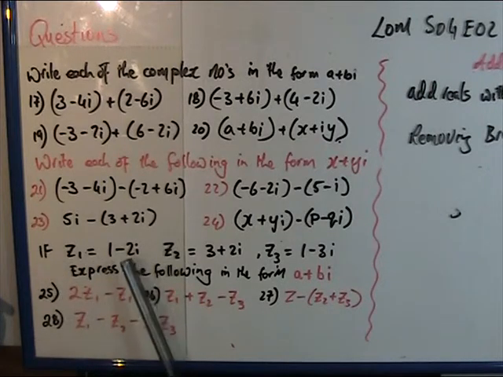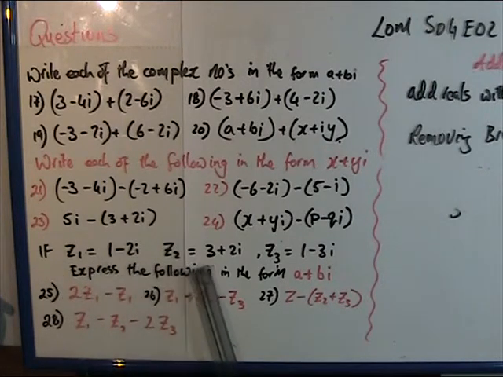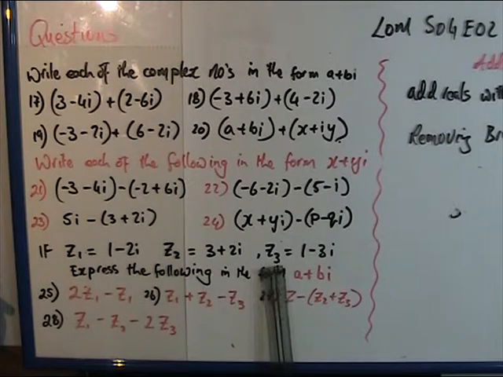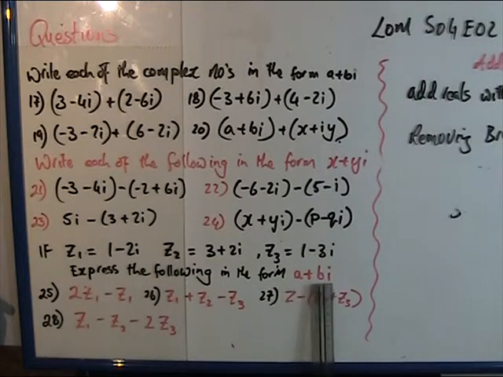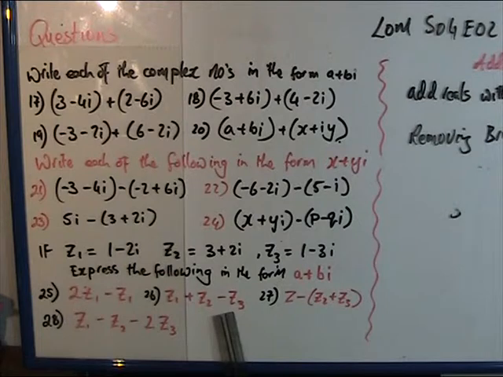Now, if z1 is equal to 1 minus 2i, and z2 is equal to 3 plus 2i, and z3 is equal to 1 minus 3i, express the following in the form a plus bi. 2 times z1 minus z1 again. Then z1 plus z2 minus z3. And this is z minus the brackets: do what's in the brackets first. I'll leave this last one to you: z1 minus z2 minus 2 times z3. The z with the cross is a z.